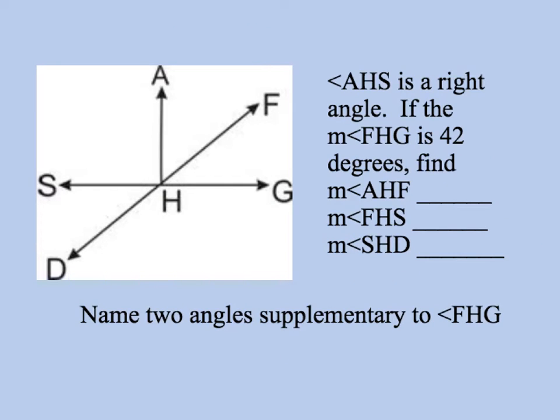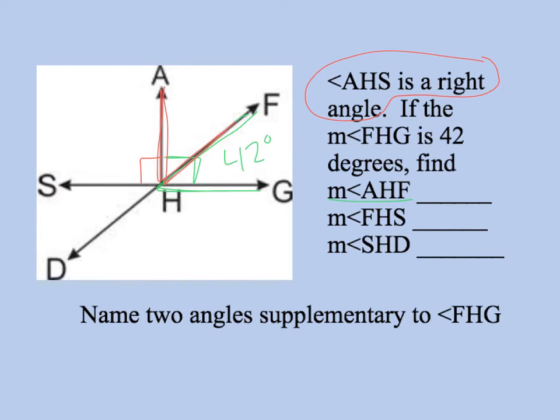Okay, if angle AHS is a right angle, this AHG would have to be a right angle. So I'm putting both those symbols in. Always mark your diagram. If the measure of angle FHG is 42, find the measure of angle AHF. So AHF is this angle.